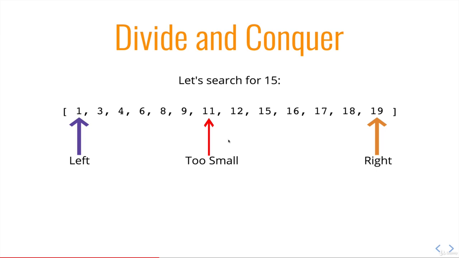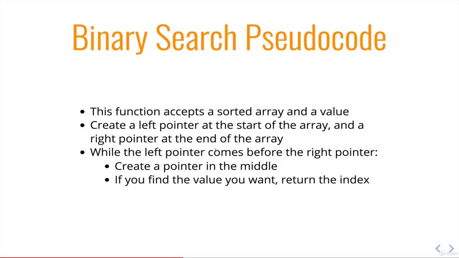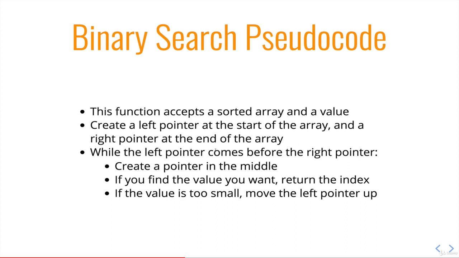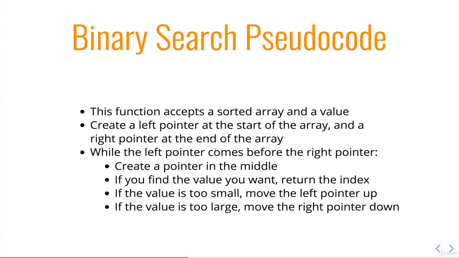And then you're basically going to loop, and you're going to check, first of all, is the element equal to the middle? Is the middle what we're looking for? If it is, then just return, we're done. So if you find that value, return the index. If the value is too small, then you're going to move the left pointer up. And if the value is too large, you move the right pointer down. And then finally at the end, if you never find the value, just return -1.